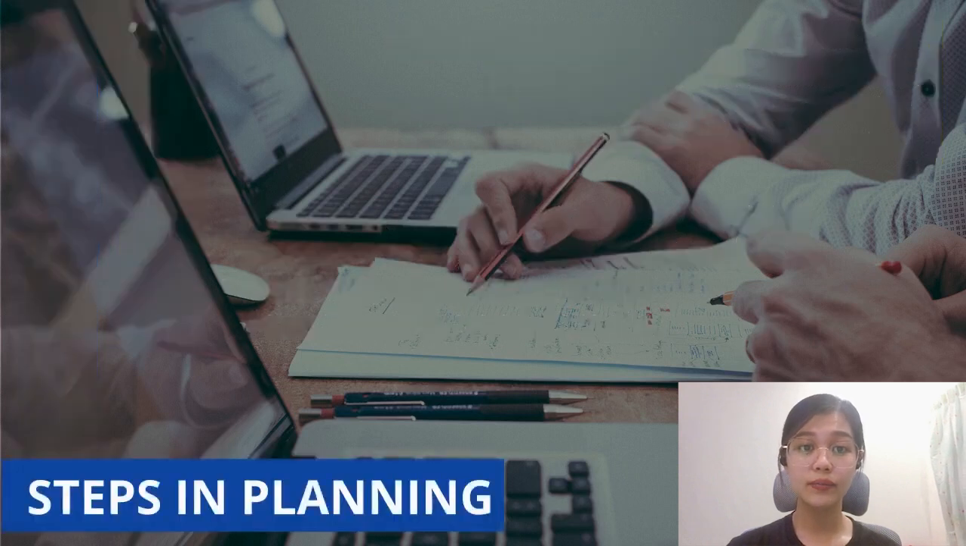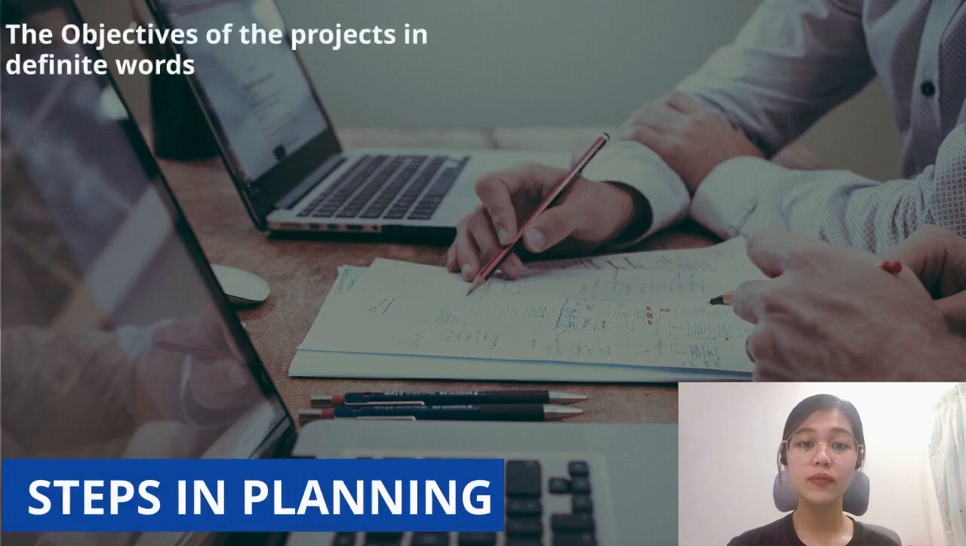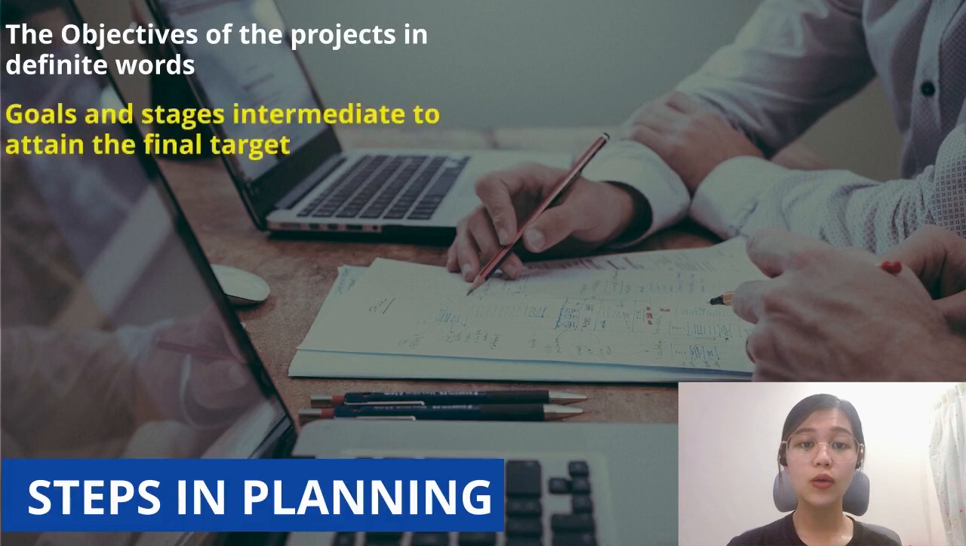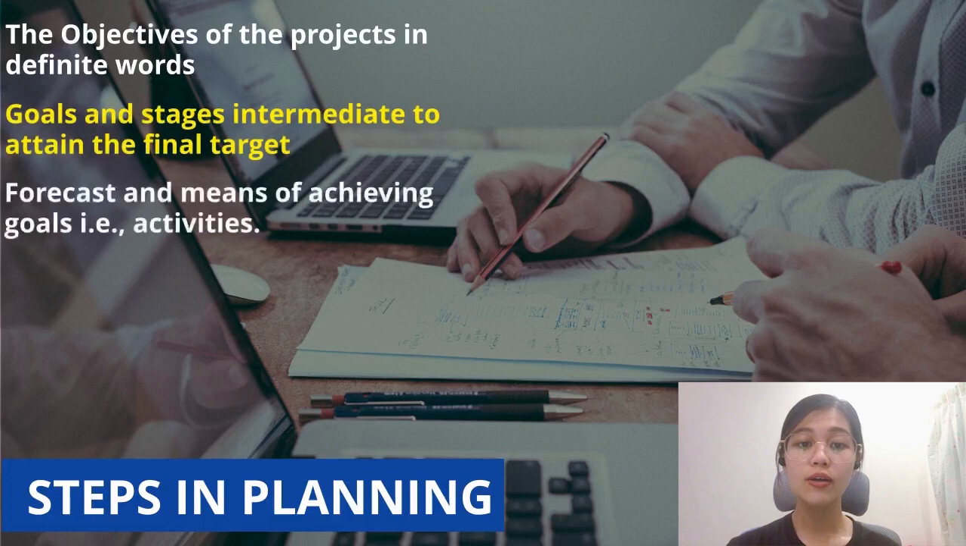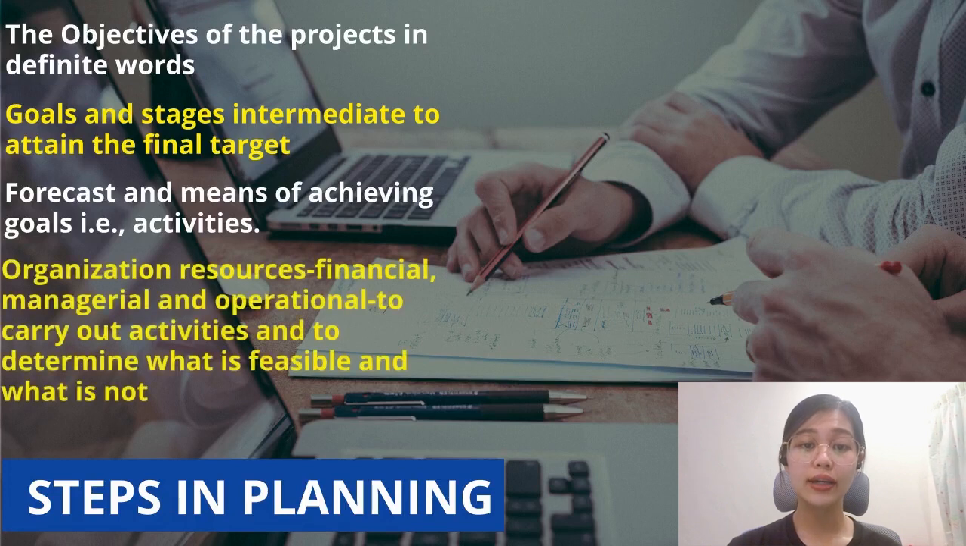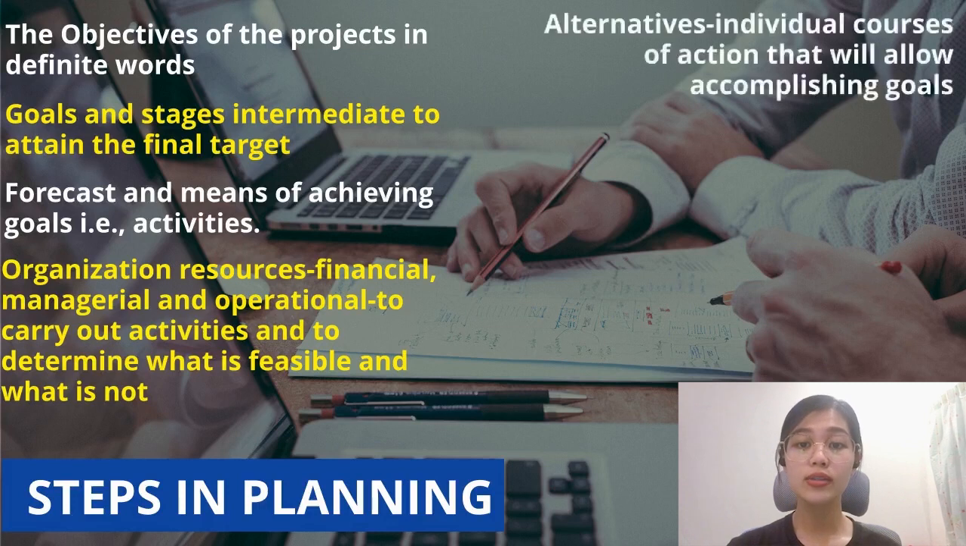Steps in planning. First, the objective of the project in definite words. Second, goals and stages intermediate to attain the final state target. Third, forecast and means of achieving goals, for example, all the activities done. Fourth, organization resources like financial, managerial, and operational to carry out activities and to determine what is feasible and what is not feasible. Fifth, alternative individual courses of action that will allow accomplishing goals.